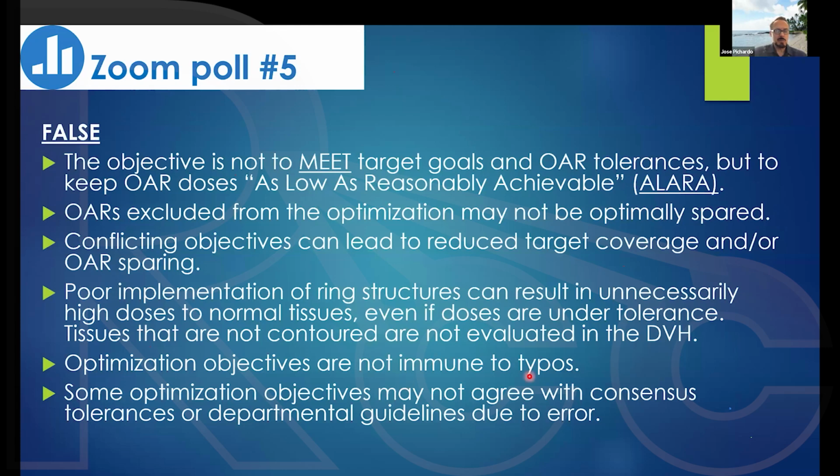Optimization objectives are not immune to typos. It's easy to make a mistake, right? You meant to write a number and you switch the digits, right? So all of these things are important, right? And some optimization objectives may not agree with the consensus tolerance or your department guidelines, right? Due to a mistake, right? So always look and make sure.